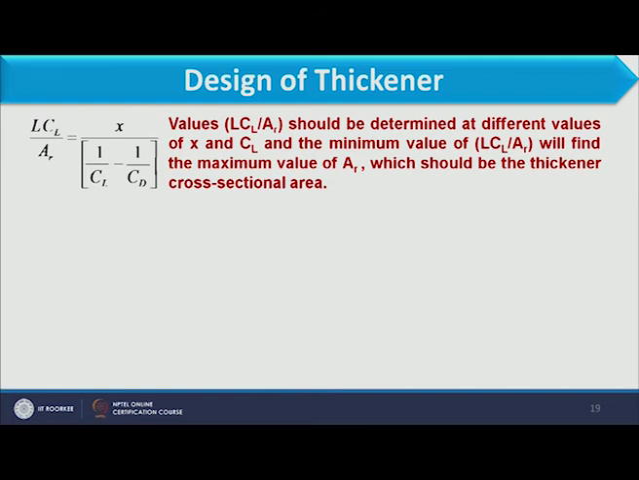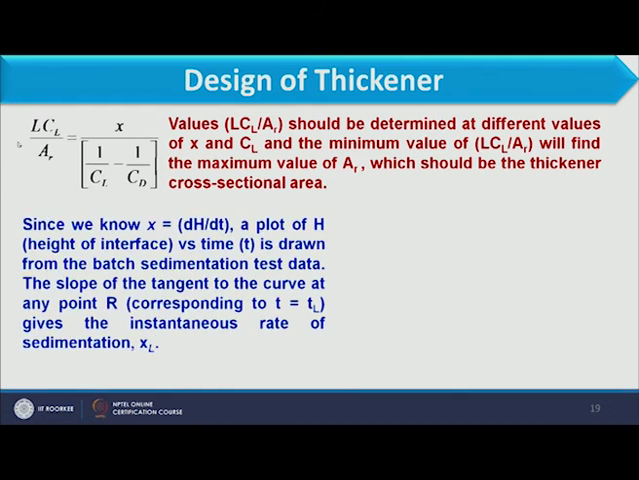Now what is the meaning of this? Once we have this, what we have to calculate from here is the cross sectional area, and only then will we be able to calculate the diameter. So to calculate this, we have two variations.